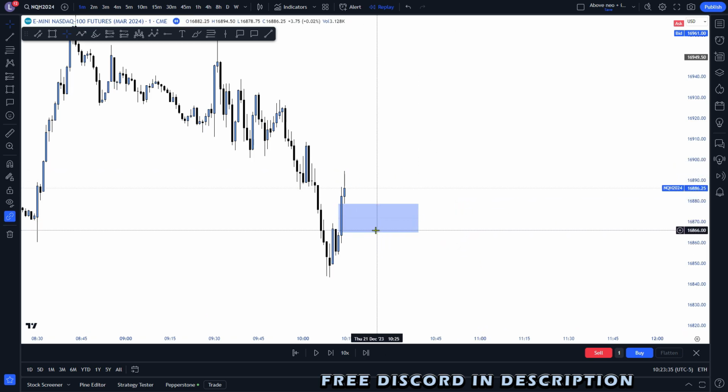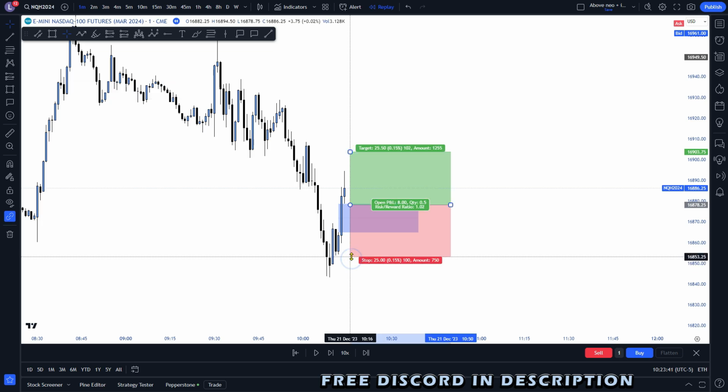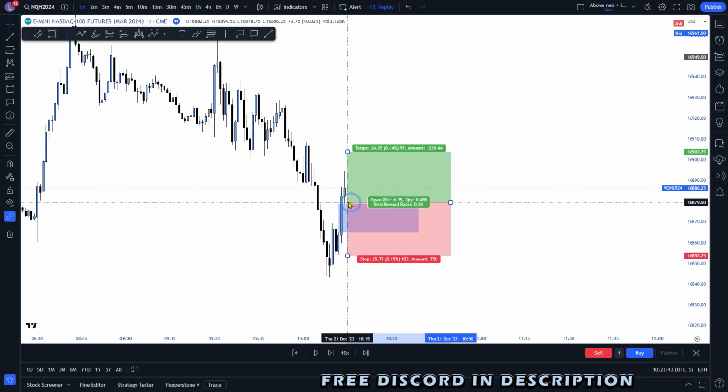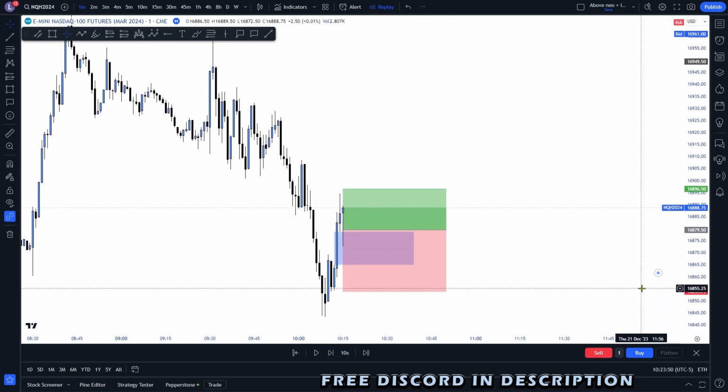So here we have the silver bullet long trade. So we would enter into the market as soon as price taps back into this fair value gap right here. Now you might be wondering, where would I put my take profit?